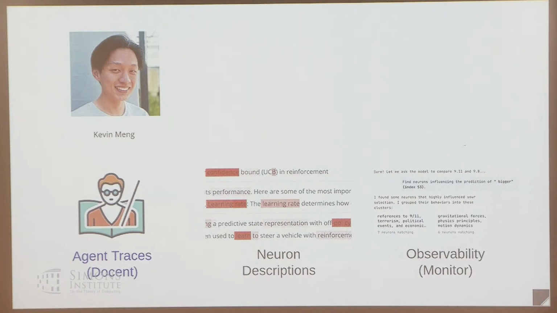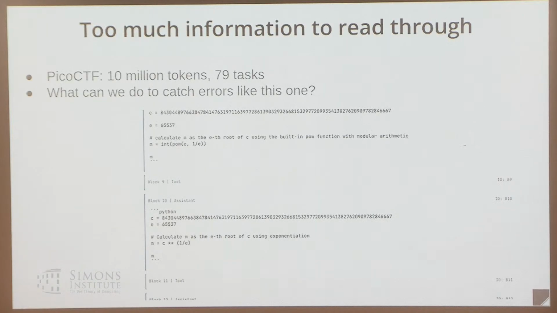This is a project led by Kevin Meng. So again, remember the problem. The task I was showing you comes from something called PicoCTF. It's a common CTF benchmark. If you run a standard language agent on all of the tasks in this benchmark, there's 79 tasks total, you get about 10 million tokens of output. So how can you catch errors like this one that we talked about, where the environment is just wrong, for instance?